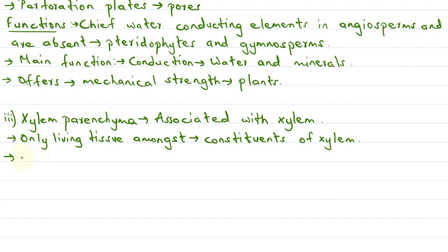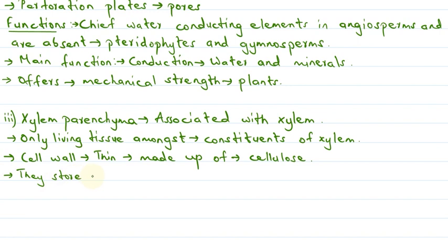And the cell wall is thin. Here the cell wall is thin, and it is made up of cellulose. Okay, so the xylem parenchyma cells, what do they do? They store food. They store food in the form of starch and fat. Okay, so they act as reserve for storage of food.